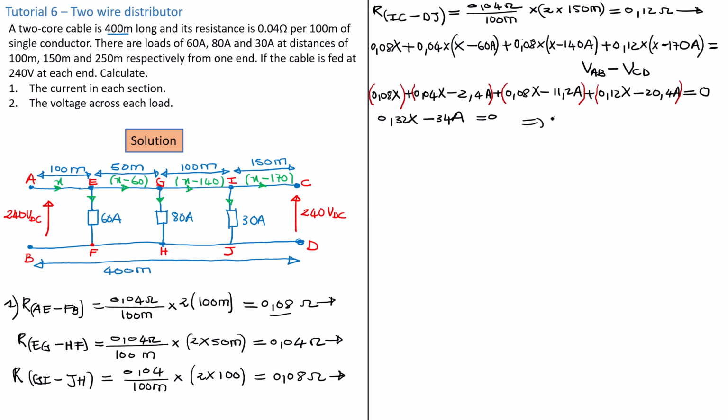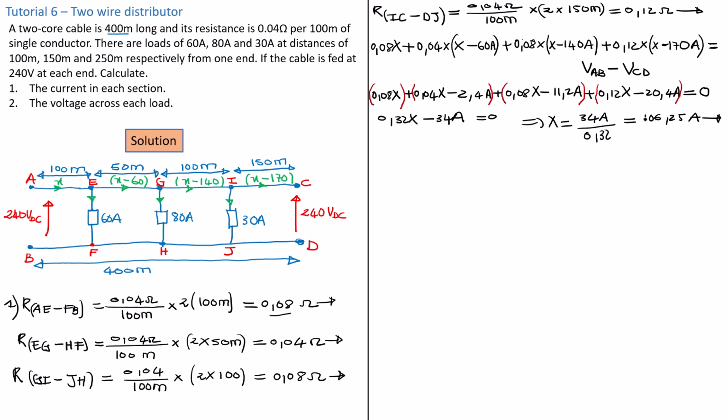So the value of x is going to be equal to 34 amps divided by 0.32. And this is going to be equal to 106.25 amp. So that's the value of x. Now to verify your equation, simply take the value of x here, which is 106.25 amps, and replace x value in this equation, and that should give you the value of 0. If it doesn't give you 0, that means somewhere either your resistance values or something is wrong.